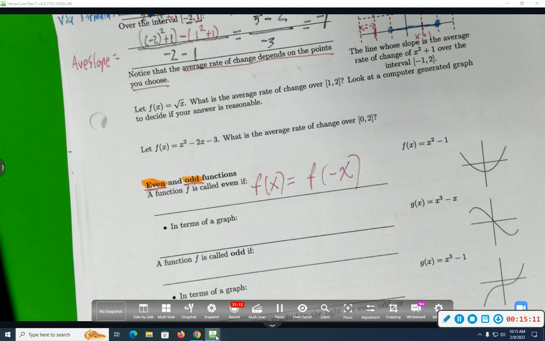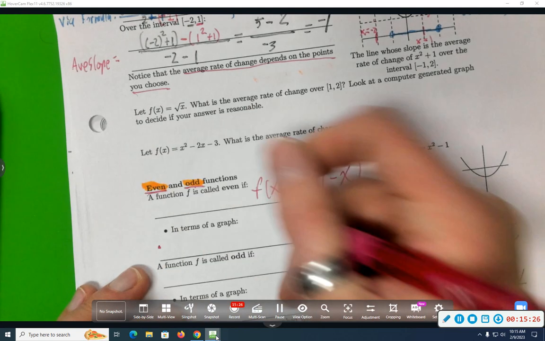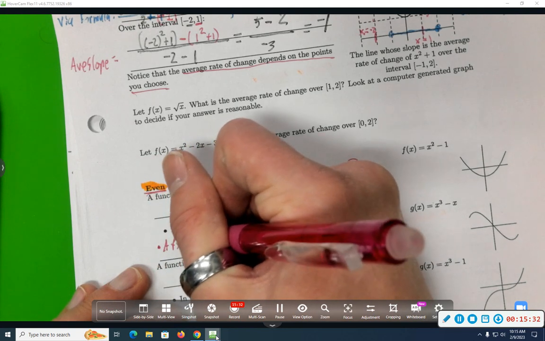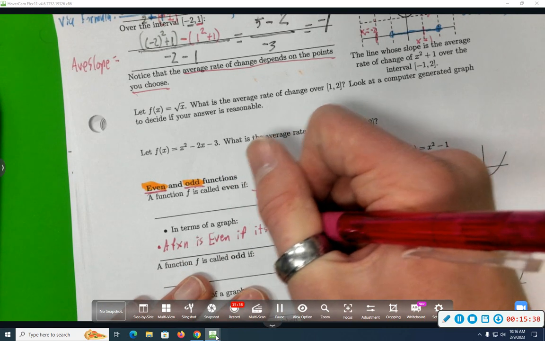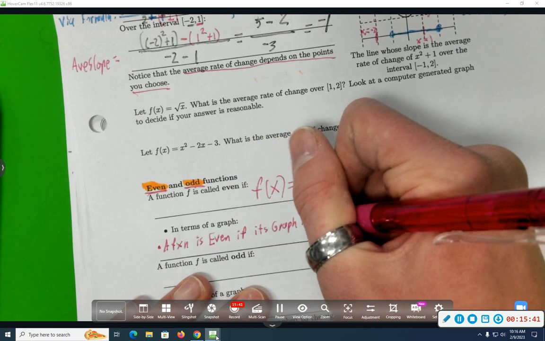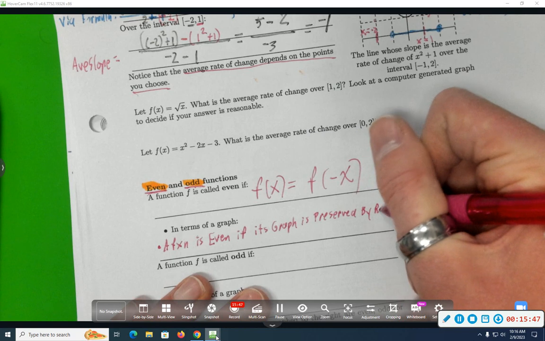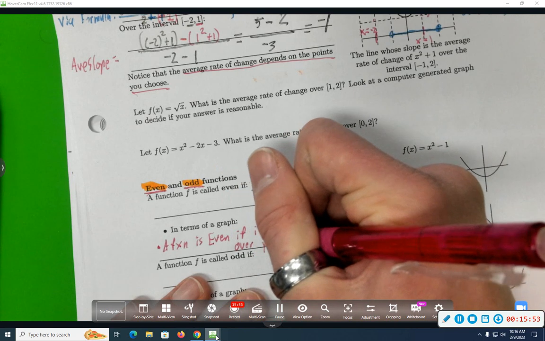And so that's often used, they should have the same end behavior. But more than that even, you get the exact same behavior on the left and right of the y-axis. So in terms of a graph, a function is even if its graph is preserved by reflection over the y-axis.